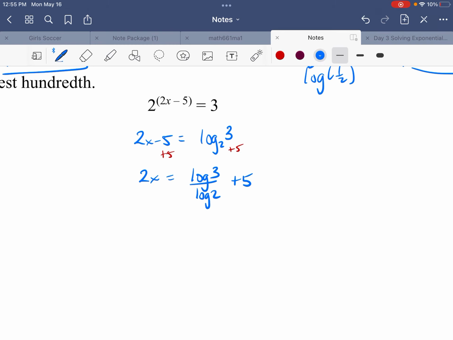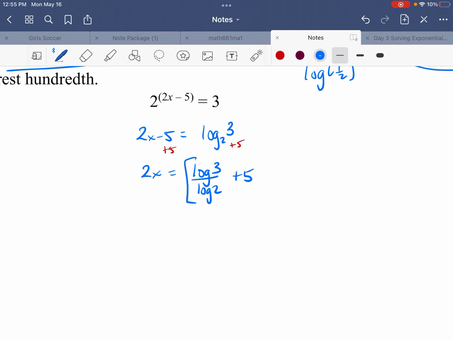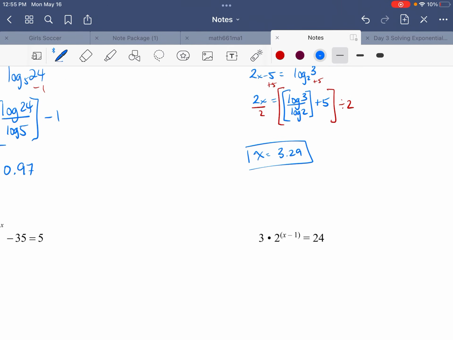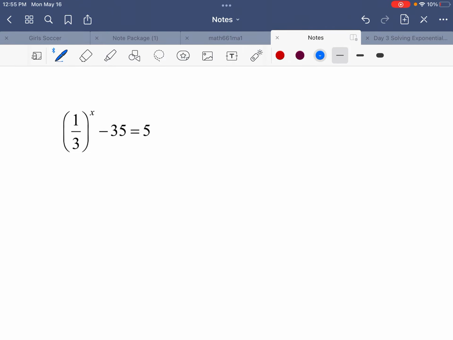Now here's an important thing. Make sure when you're evaluating this, do it in stages. So do this, add 5, and then divide the whole thing by 2. Otherwise, you're not going to get the correct answer. So in this case, you're going to get 3.29. All right, so again, add 35, just clean it up a little bit.